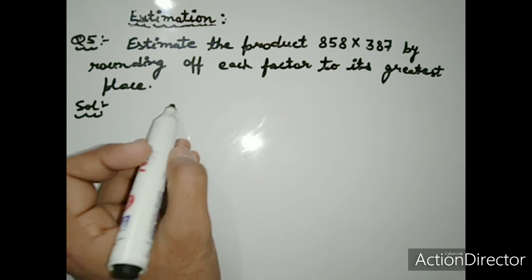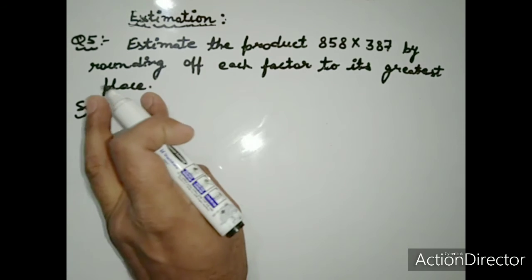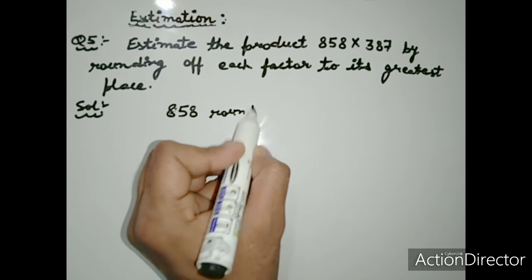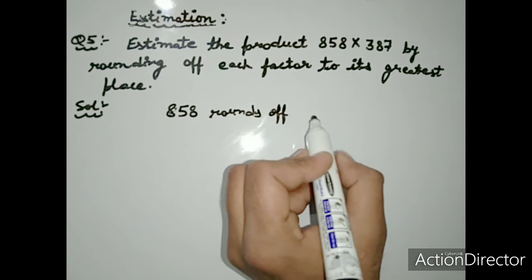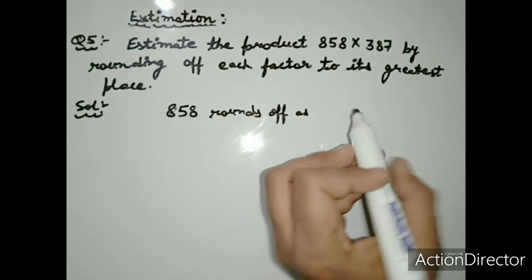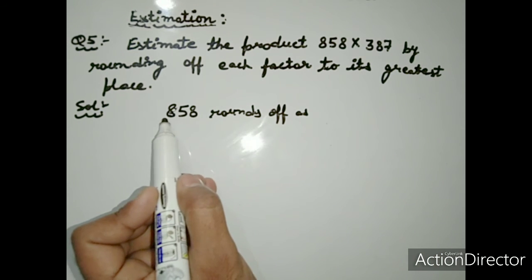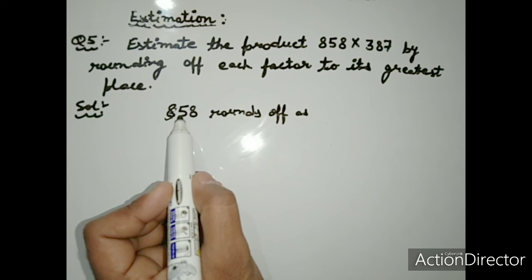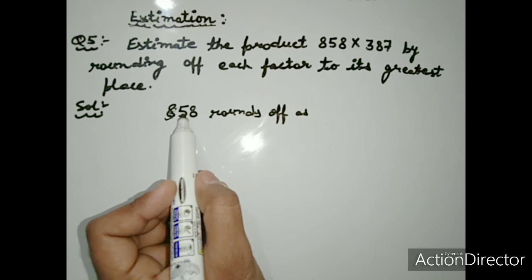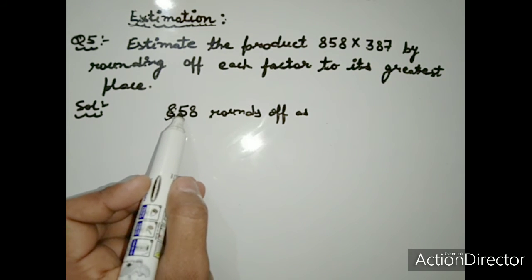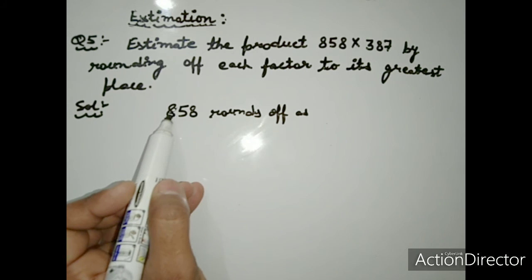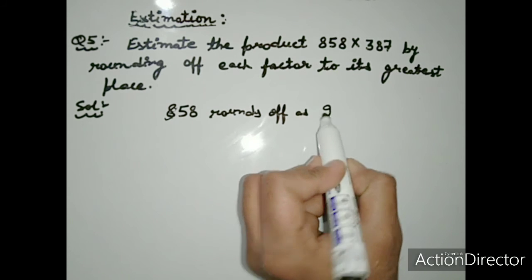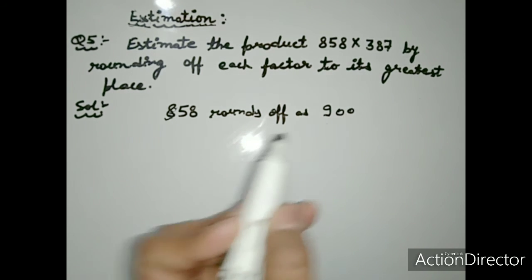So now we take a round off of 858. So here the required place is 1 stands 100 and the digit in the required place is 8 here. On the right-hand side the digit is 5, and the rule says that if the digit on the right-hand side of the required place is greater than or equal to 5, then the digit in the required place is increased by 1. So here 8 plus 1 is 9, and the other two digits are replaced by 0 here.